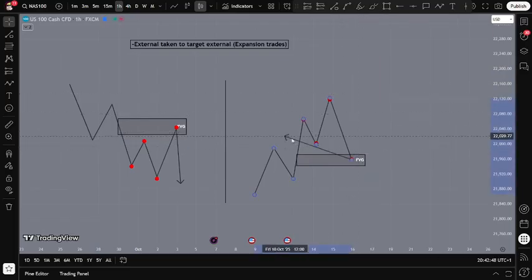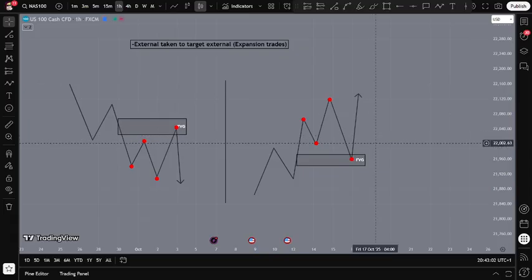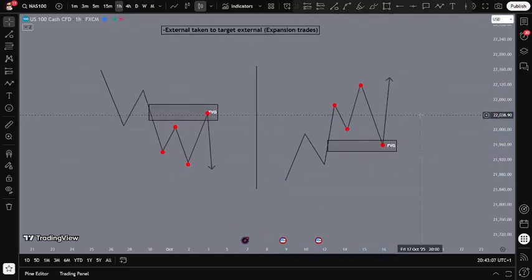So after market swept this internal, since we're expecting an expansion, we can have it sweep this external, not internal. After it sweeps this external, since we're expecting our expansion trade, we can set our full TP on the external high, and this is the type of trade that gives you high risk to reward.